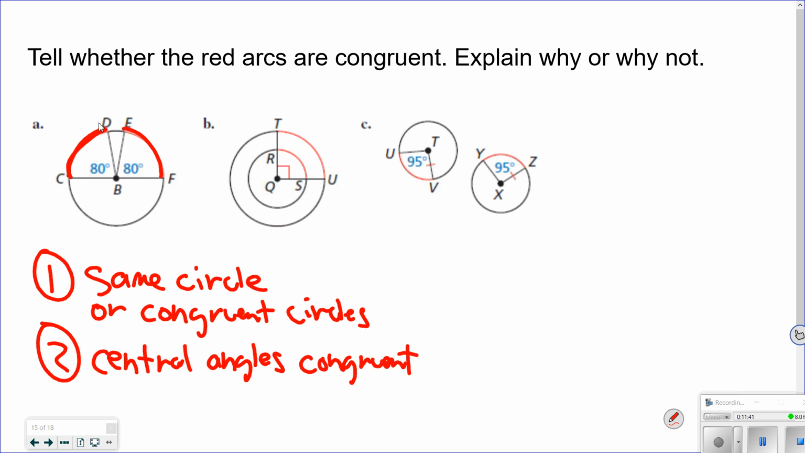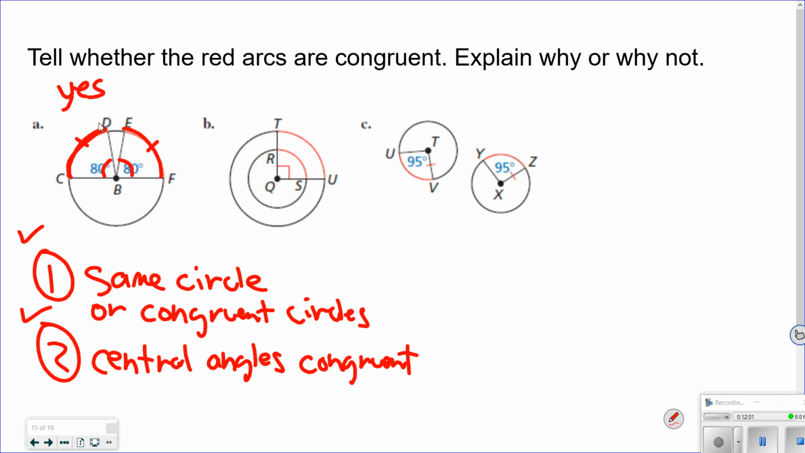So if you look at this problem, well, we got the same circle. So number one checks off. They're inside the same circle. The second thing is, are the central angles congruent? Well, that one's 80 and that one's 80, so that one also checks off. So the question is, are those two arcs congruent? And the answer is yes, they are. It meets the two requirements.